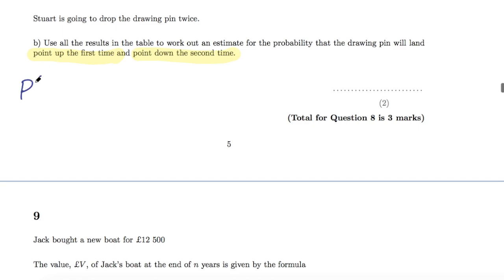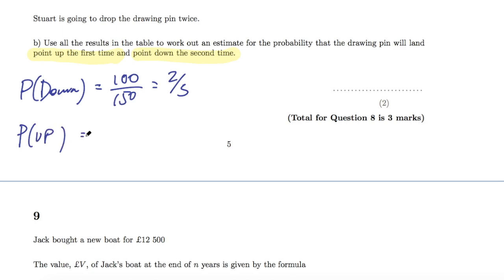So we can say the probability of landing down is 100 over 150, which is the same thing as 2/3, and the probability of landing point up is 50 over 150, which is 1/3. Now, if we're taking the chance of it landing point up the first time and point down the second time, we can take the probability of it landing point up, 1/3, then multiply it by the probability of it landing point down the second time.